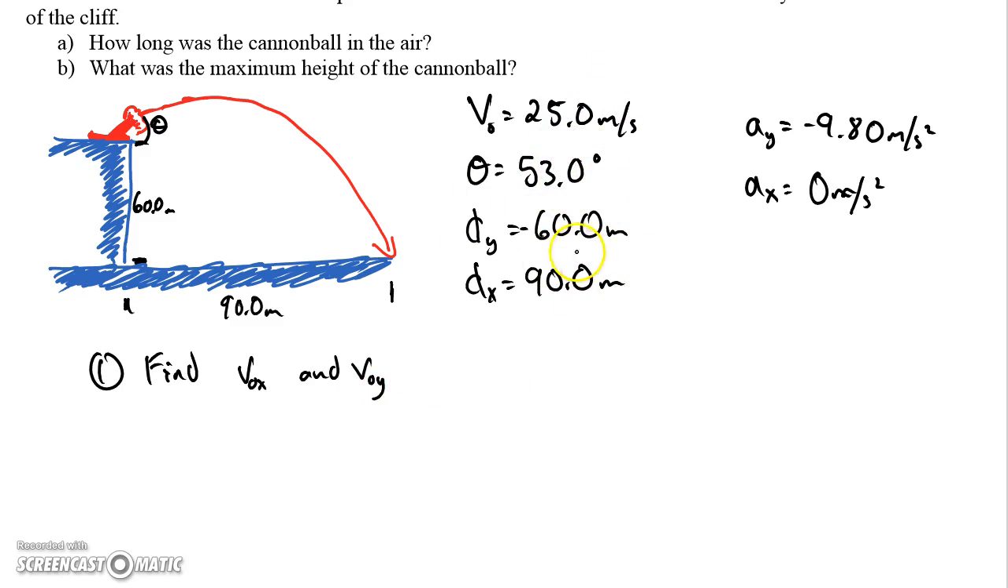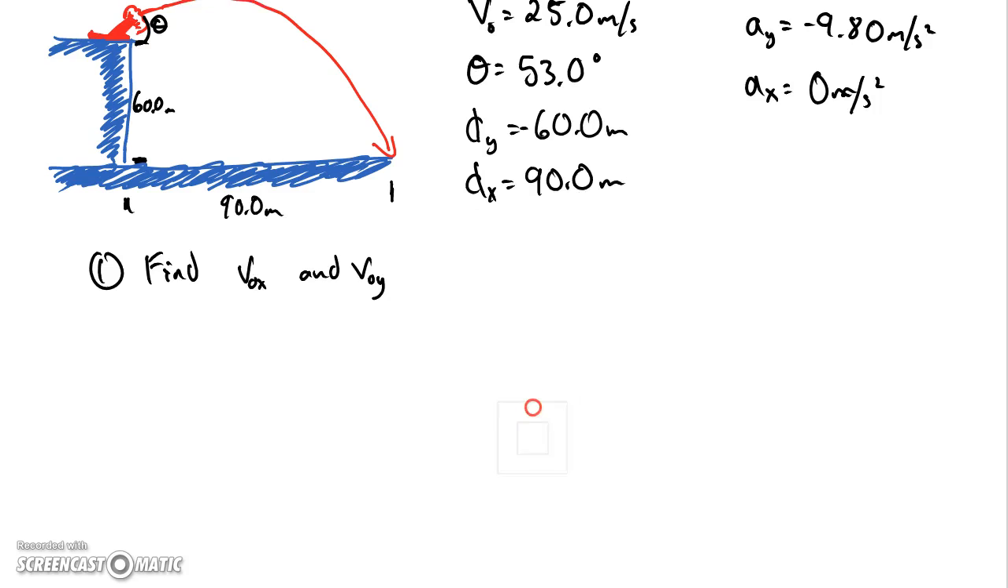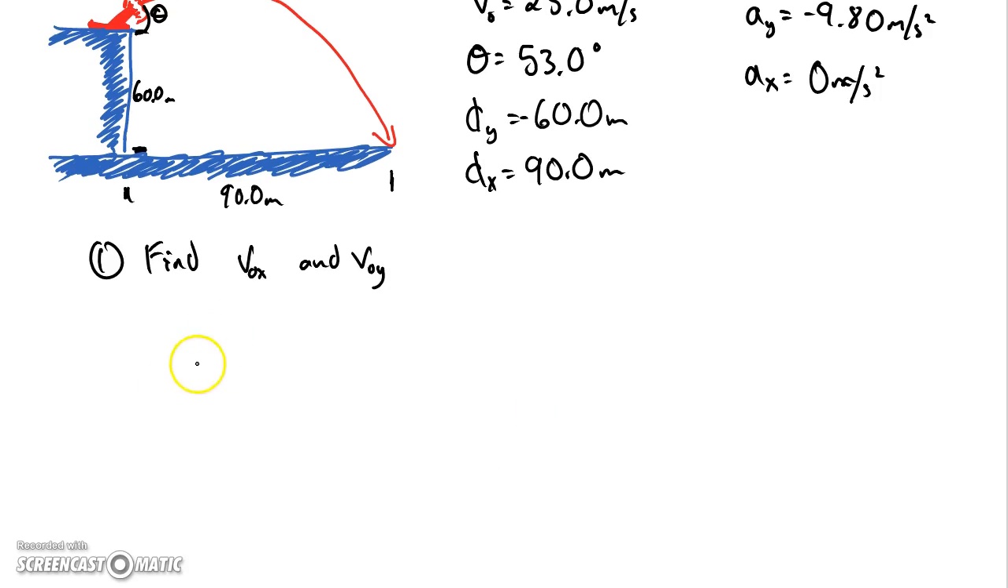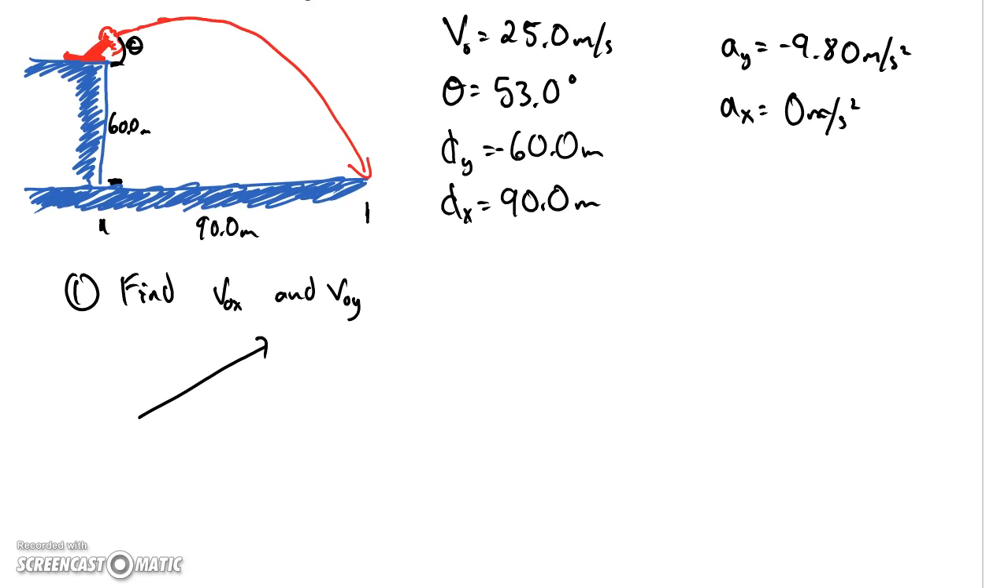Notice that dy is negative because we've gone down from where we initially were, as well as ay and ax are there. So everything seems in order. Let's draw a diagram. Let's draw a triangle to get v naught y and v naught x. So we've got v naught here, and we've got v naught x and v naught y, and our angle theta.